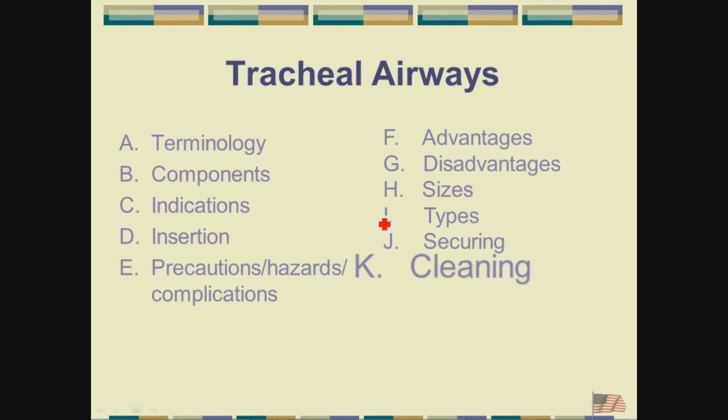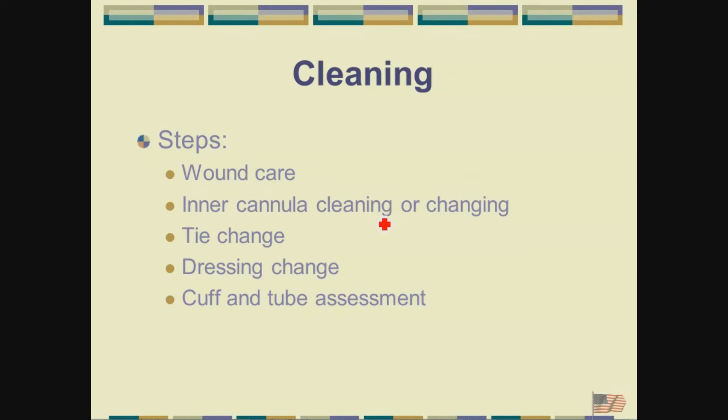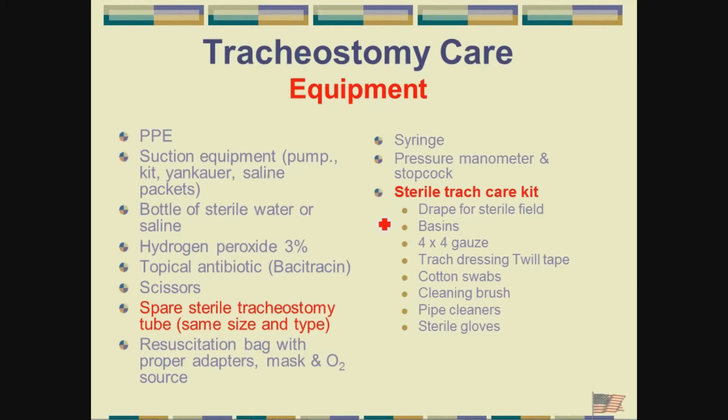Okay, here's the important part. Cleaning. Five steps to it. We're going to do some wound care. We're going to do some inner cannula cleaning and changing. We're going to do some changing of the trach ties themselves. And then finally, we're going to replace the dressing that was there initially. Okay? So these are the five steps you're going to end up following.